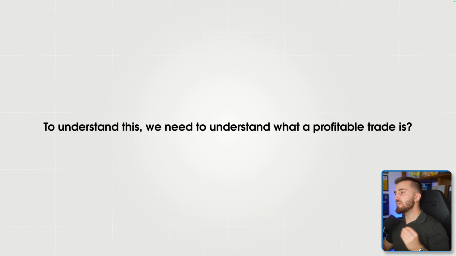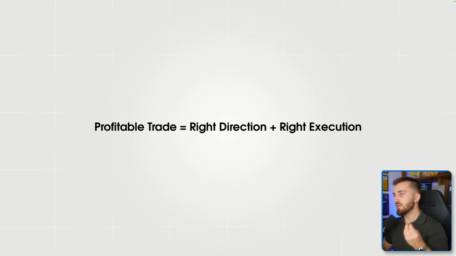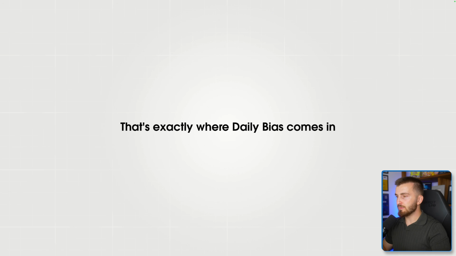To understand this, we need to understand what a profitable trade actually is. A profitable trade is just the right direction and the right execution. Everyone seems to focus on execution, and that is exactly why most traders are unprofitable. You're focusing on the wrong part of the formula. So a profitable trade is right direction and right execution, but first we need to master the direction, because only then will we know where we want to execute. And that's exactly where daily bias comes in.